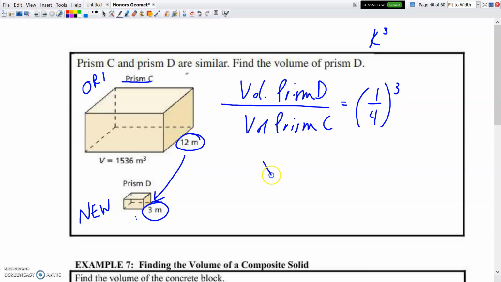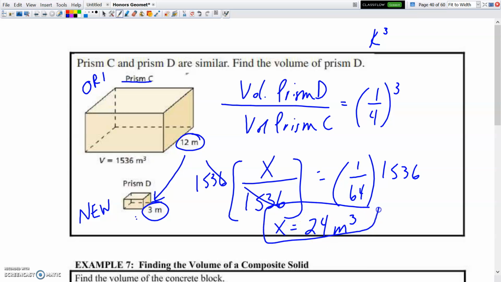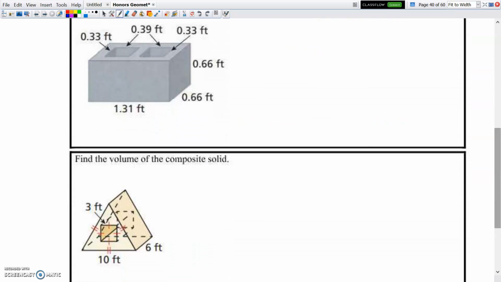So the volume of prism D, I don't know, it's x. The volume of prism C is 1,536 meters cubed. I don't need to put meters cubed though. All right, and that's equal to, this cubed is going to be 1 over 64. So what I'm going to do is multiply this side by 1,536, this side by 1,536, those cancel, and I'm going to get an answer of 24, and I will label it meters cubed. So my volume is 24 meters cubed, and if I look at that, it looks reasonable. Okay? All right, we are close to the end.